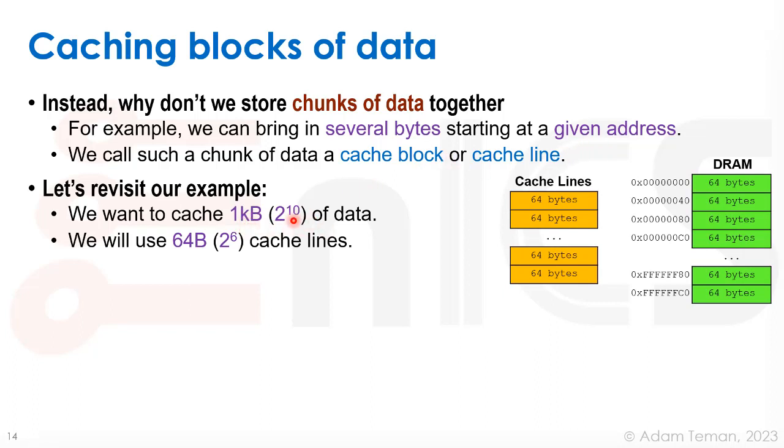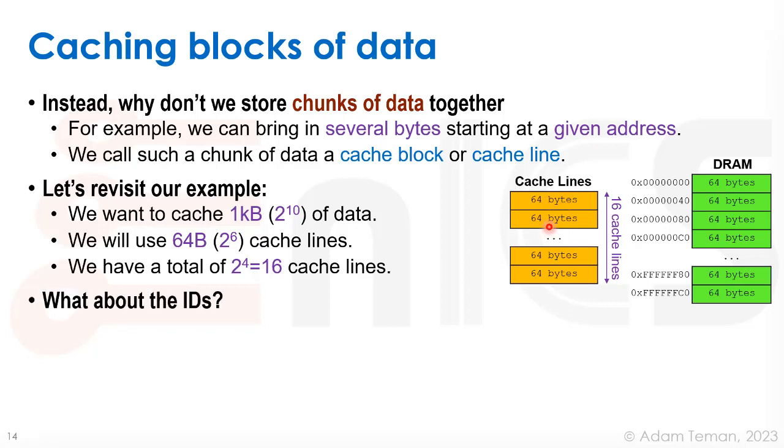We want to cache 1 kilobyte of data. That's 2 to the 10 bytes. And we're going to choose a cache block or a cache line that is 64 bytes long, 2 to the 6 bytes. So each of these cache lines now, instead of having just 1 byte in them, is going to have 64 bytes of data that's going to be copied over from the DRAM. If we take 2 to the 10 bytes total, but each cache line is 64 bytes, that leaves us 2 to the 4, or 16 cache lines in total in our SRAM. So instead of having 1,024 cache lines for each byte as we had before, now we only have 16, but they're much larger.